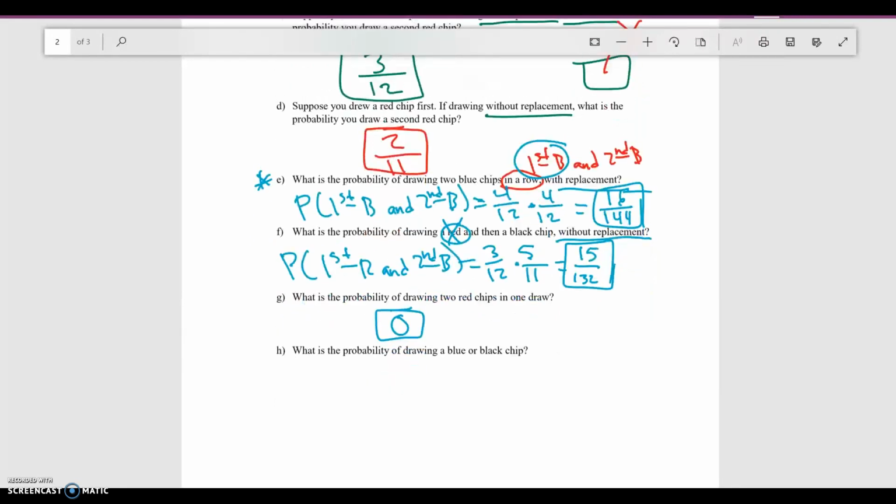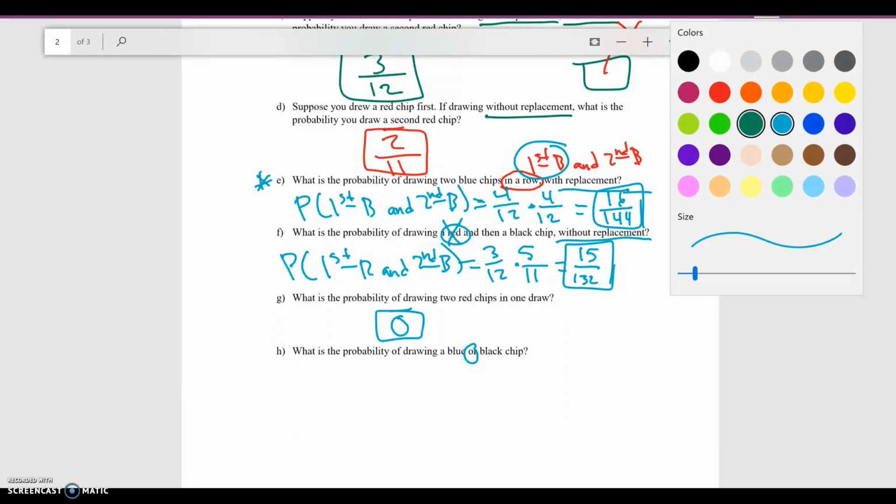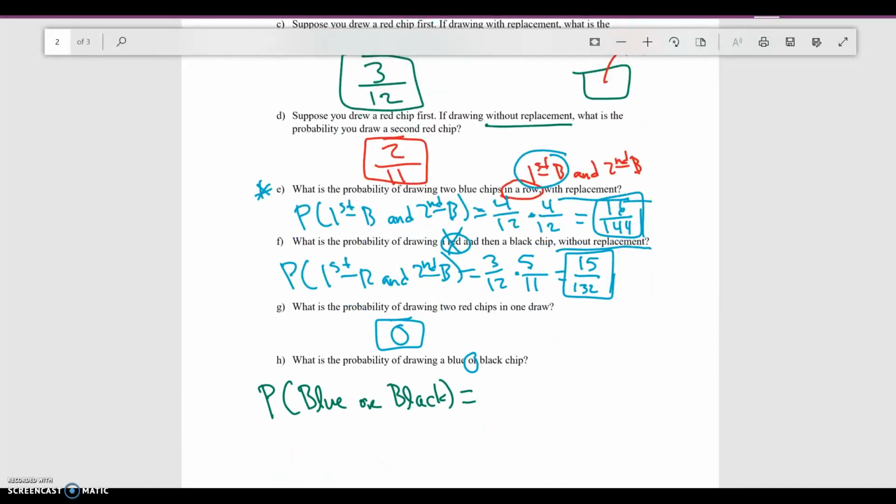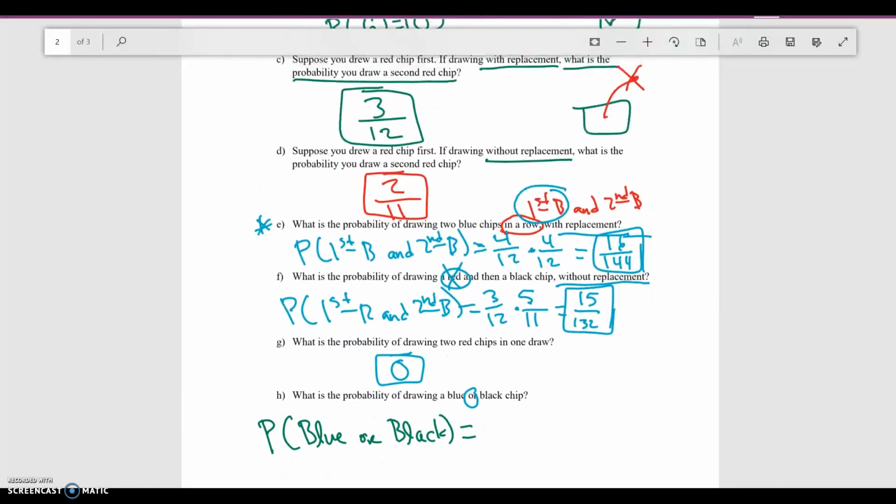Okay. Now here's the last one. The last one is, what is the probability of drawing a blue or a black chip? So the key word here is "or." So remember that "or" doesn't deal with multiplication, it deals with addition. So here what we want to do is find the probability of getting a blue chip or a black chip. Okay? And remember that all we got to do is just add these probabilities. It's not in 2 different trials, it's just in one trial, but I can either get a blue or I can get a black.